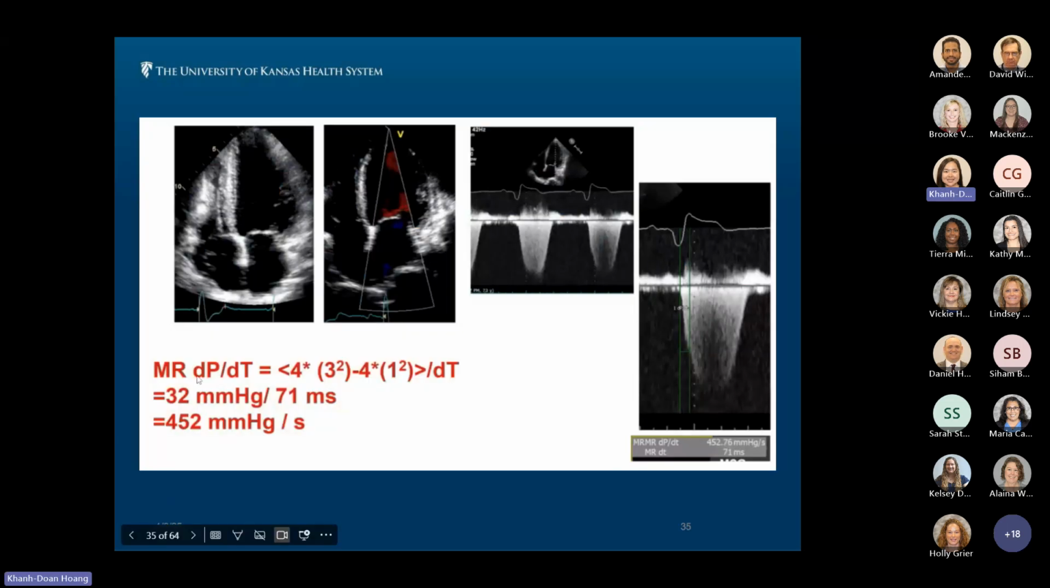And this is just a brief example of how to calculate it. So, you take the pressure difference going from a velocity of 1 to 3 meters per second, and that's always going to be 32 millimeters of mercury. So basically the only thing that really changes is the time it takes you to go from one point to another. And then you multiply by 1,000. And in this scenario, they're getting 452. So that's pretty reduced.